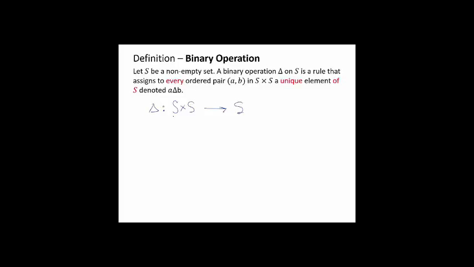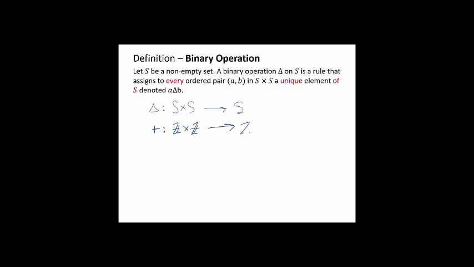It picks up every ordered pair in the Cartesian product, any ordered pair in S cross S, and maps it to one and only one element in S. Now, you're not used to thinking of binary operations this way, but an example would be if delta is addition, and we are talking about adding in this set of integers.